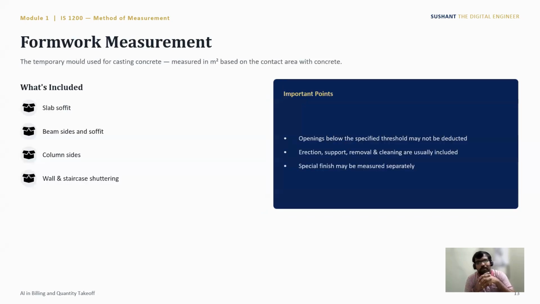Formwork measurement. Formwork measurement includes slab soffit, beam sides and soffits, column sides, wall and staircase shuttering. What is the meaning of soffit? Soffit is the bottom part, as in slab soffit. Then beam sides and soffits: the beam sides and the bottom part of the beam is called soffit. Column sides, four sides: one, two, three, four. This is column sides. Wall and staircase shuttering also come under formwork measurement.